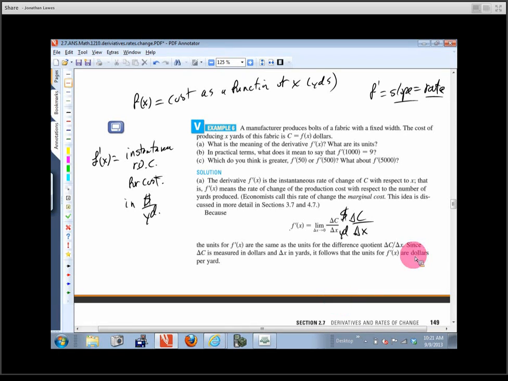It says, in practical terms, what does it mean to say that f prime of 1,000 equals 9? That's on the next page. Let's not flip there till we think about this for just a second. F prime of 1,000. These are x values that we're plugging in. So what does the 1,000 mean in the context of this problem? We've produced 1,000 yards. Are we talking about the original function that tells you what the cost of producing 1,000 yards is, or are we talking about the derivative, the rate of change of cost? Talking about the derivative. So when we produce 1,000 yards, the rate of change is 9. 9 what? $9 per yard.